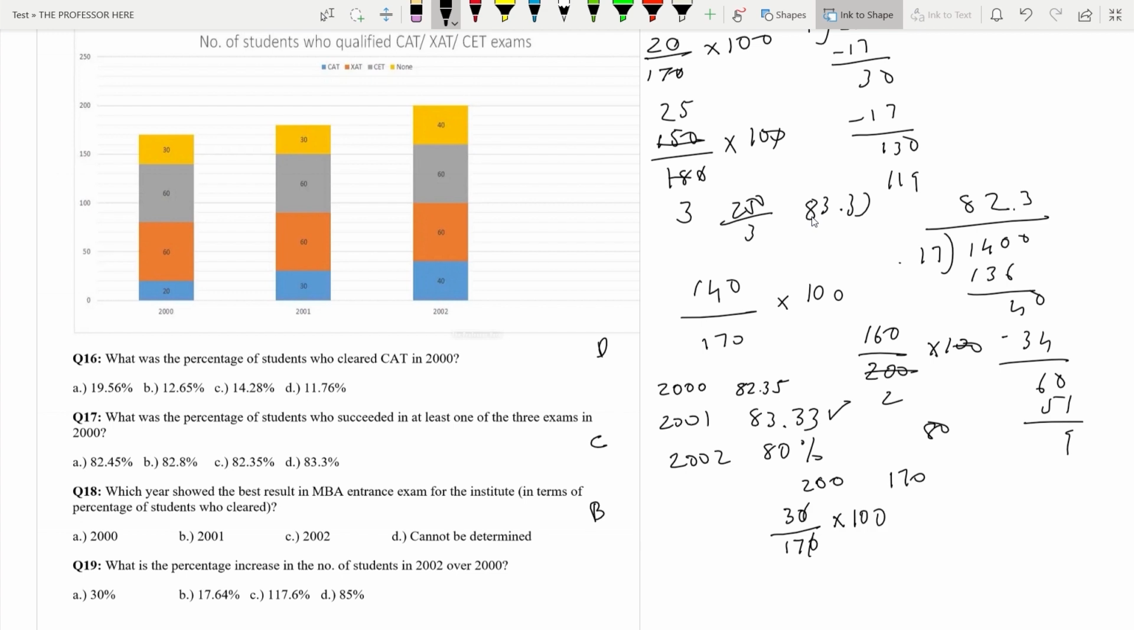So it becomes 300 divided by 17, which is 17 into 7, which is 119. So the option here is 17.64, option B. Option B is the answer.